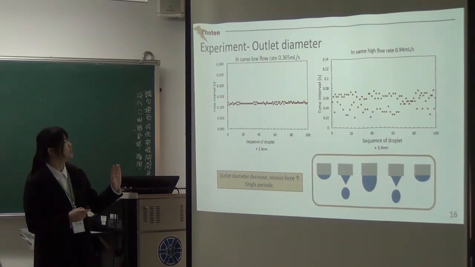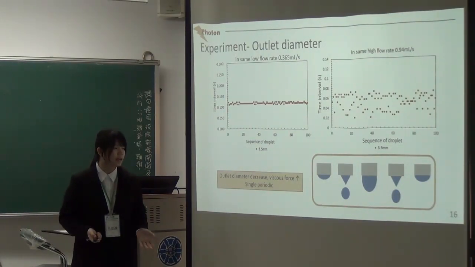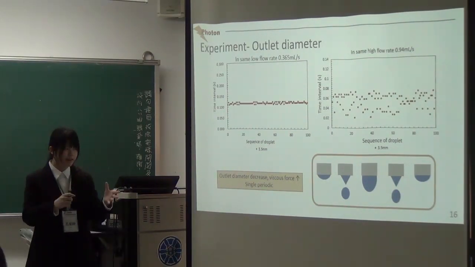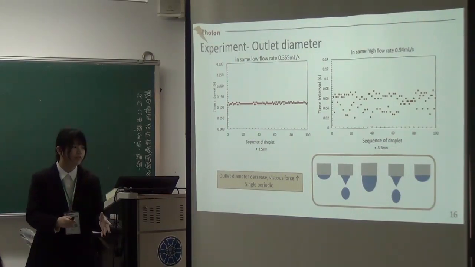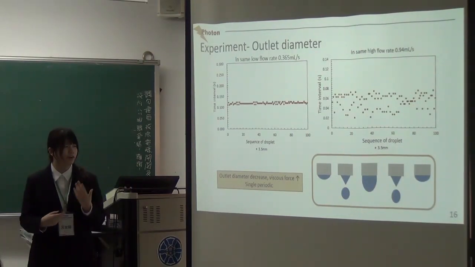And this one also has the double periodic. It's because when the droplet falls, a lot of the residual water remains, so the next droplet will fall quickly.